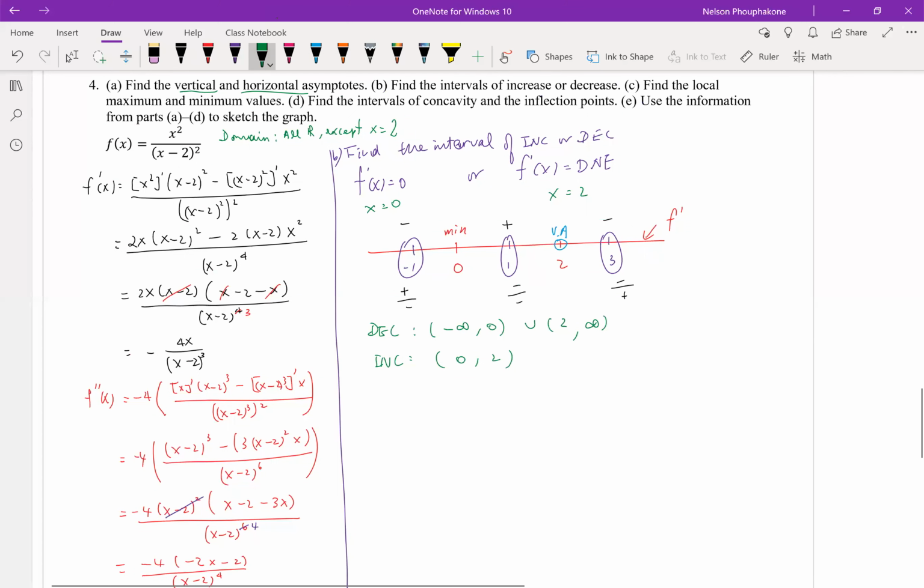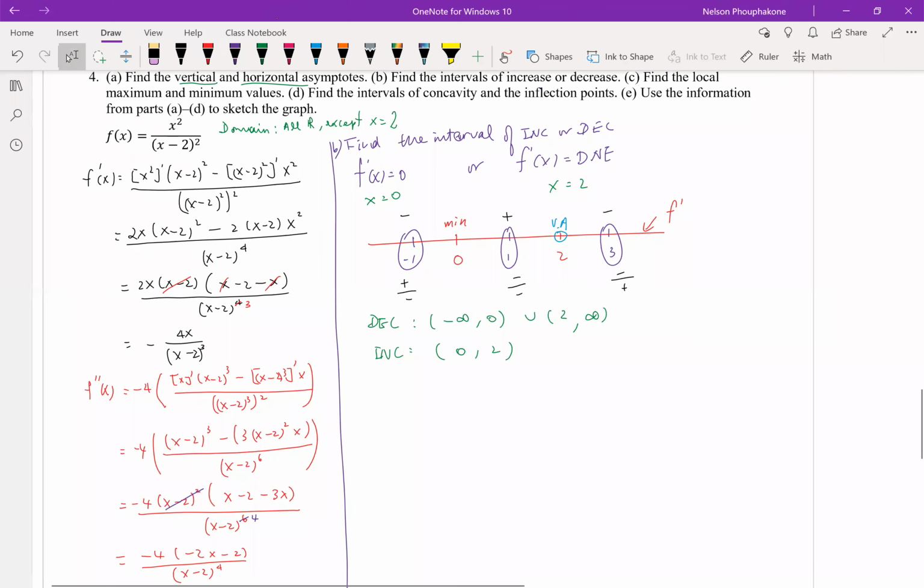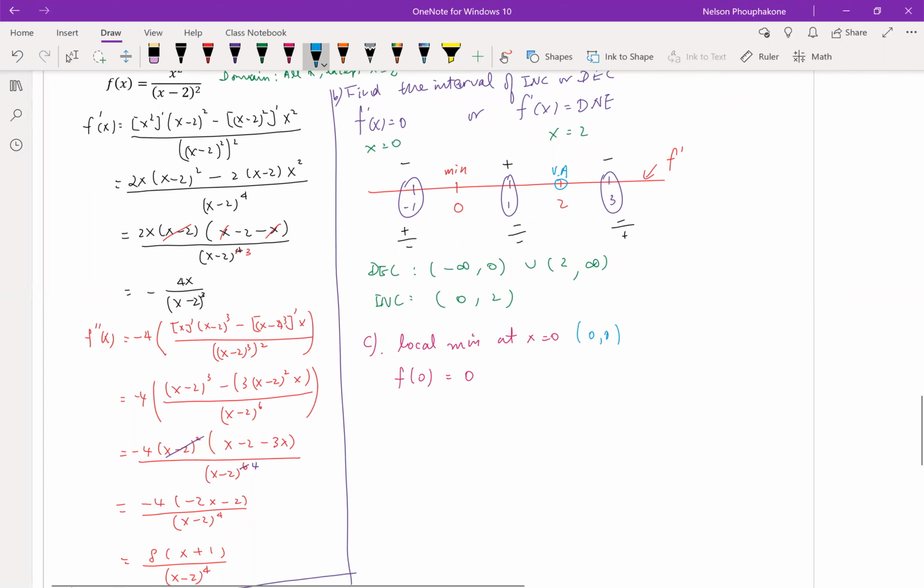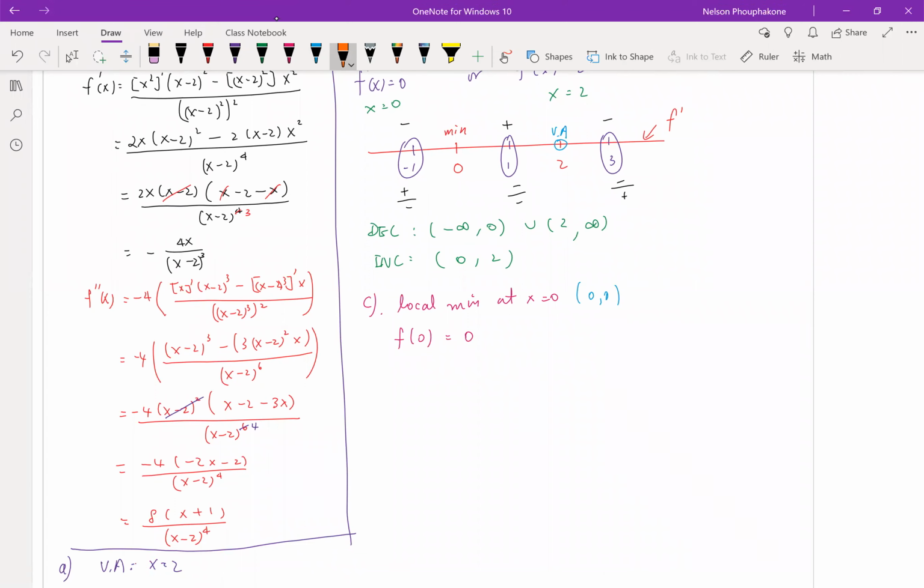Now I would like to find the local maximum and minimum. So I have one local minimum at x equal to 0, and we know that f of 0 is equal to 0. So I have 0, 0. My local minimum value is 0 then.